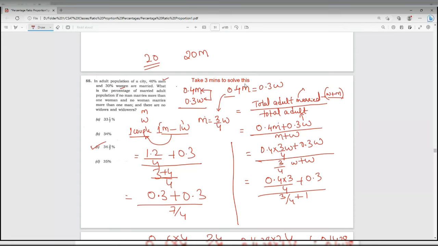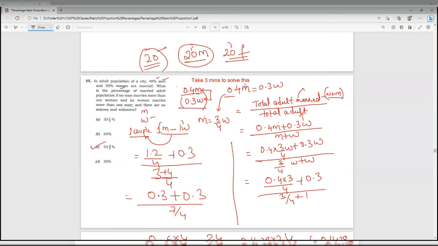Let's say in this city there are 20 married couples. If there are 20 married couples, there would be 20 males and 20 females or women. So there will be an equal number of males and females. In this case, for example, I'm taking it as 20. They are saying this 20 is 40% of the total men, so that is 0.4 m, and 30% of women is 0.3 into W. W is the total women in the city.